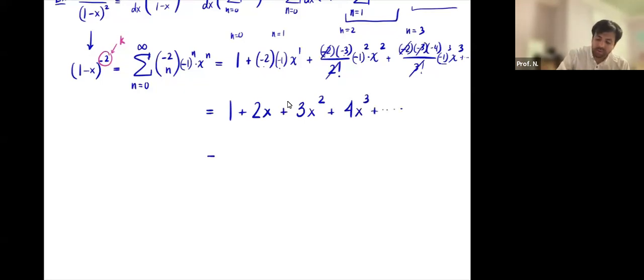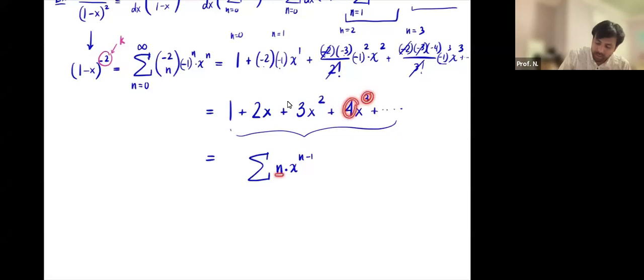But guess what I just wrote? I can rewrite this as the series of n times x to the n minus 1. You notice the exponents are always 1 less than the coefficients. My exponent is 1 less than the coefficient, and my n's can start from 1 to infinity.